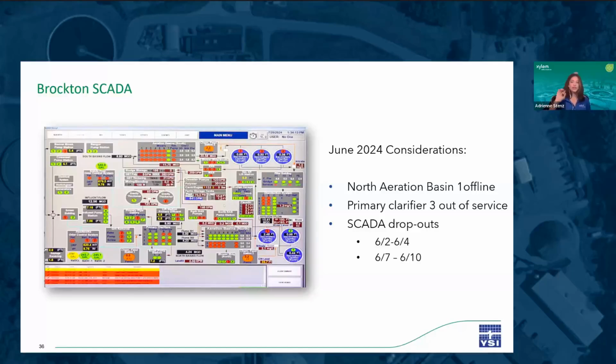Some considerations for the month of June were that North Aeration Basin 1 was taken out of service to perform maintenance on the basin. Since North Basin 1 and North Basin 2 share a common flume from the primaries, this means that North Basin 2 saw an additional volume of flow for the time period. Additionally, primary clarifier 3 was out of service for the month of June, so the primary clarifier volume was down 25%. There were 2 SCADA dropouts during the month of June, from June 2nd through June 4th and June 7th through June 10th, giving us 23 days of data for the month to evaluate.